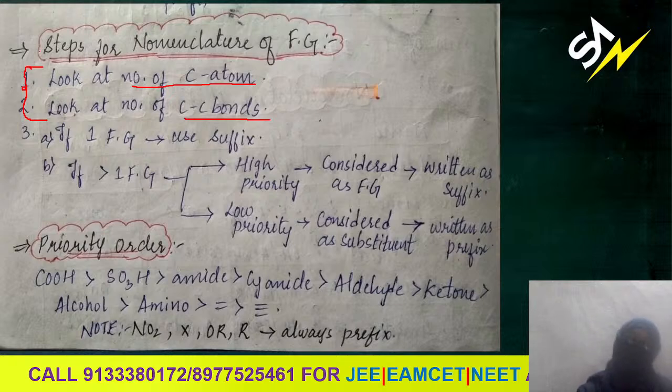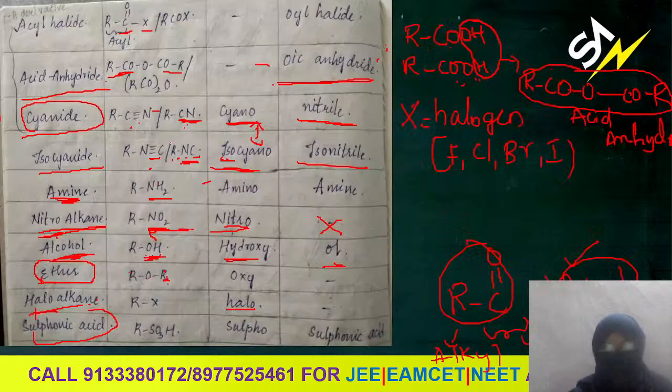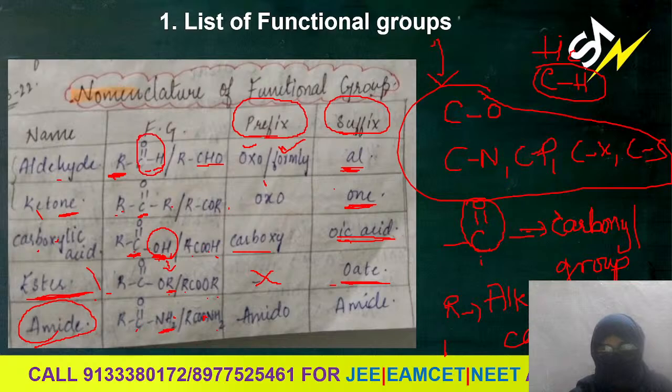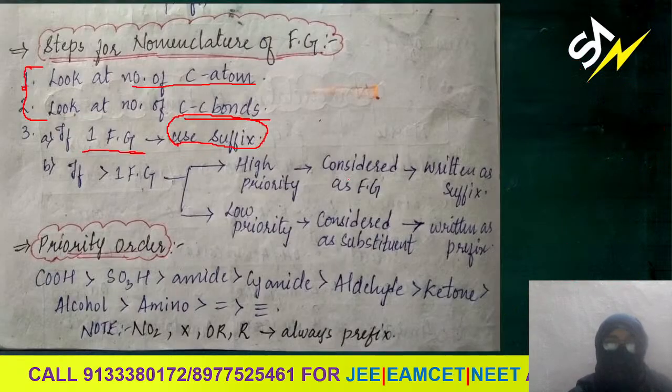If you find a functional group, the third step will be extra. I'm dividing the third step into two parts. Third step, part A: if you find only one functional group, please always use a suffix. What is a suffix? It is what comes at the end, which we have already discussed in the list of 15. You can see the last column is the suffix. So if you find only one functional group, you will always use the suffix.